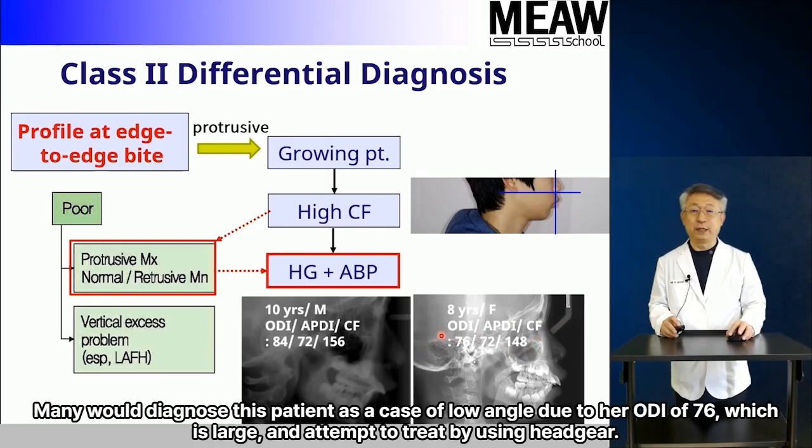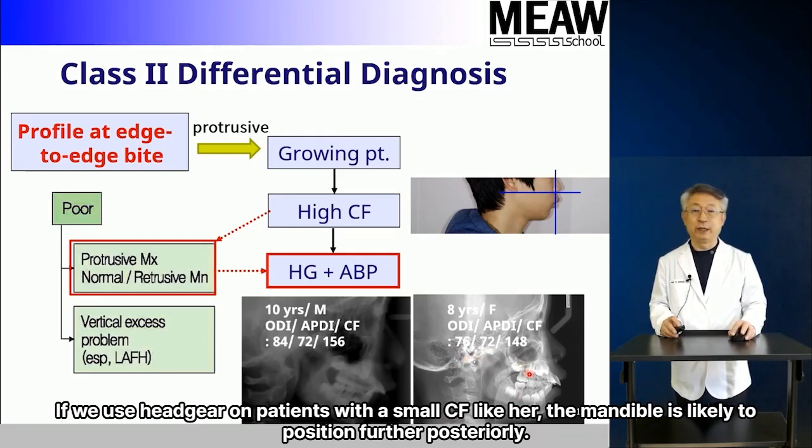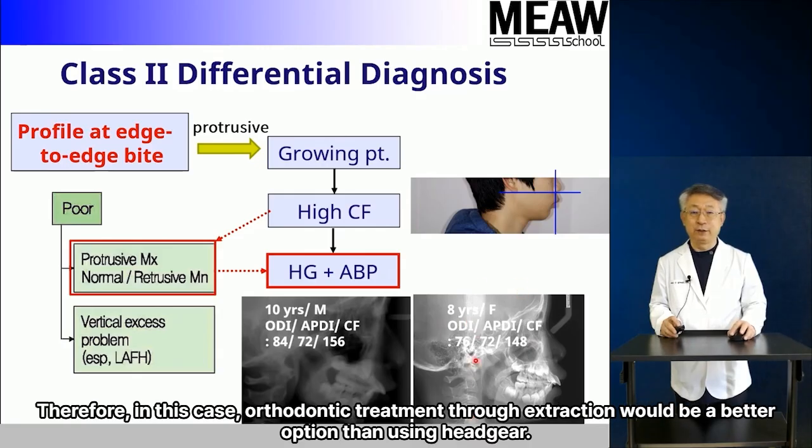Many would diagnose this patient as a case of low angle due to her ODI of 76, which is large, and attempt to treat by using headgear. If we use headgear on patients with a small CF like her, the mandible is likely to position further posteriorly. Therefore, in this case, orthodontic treatment through extraction would be a better option than using headgear.